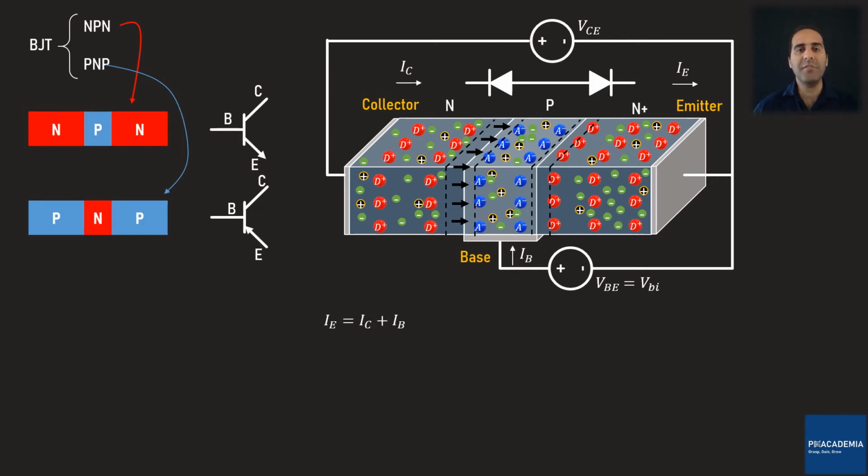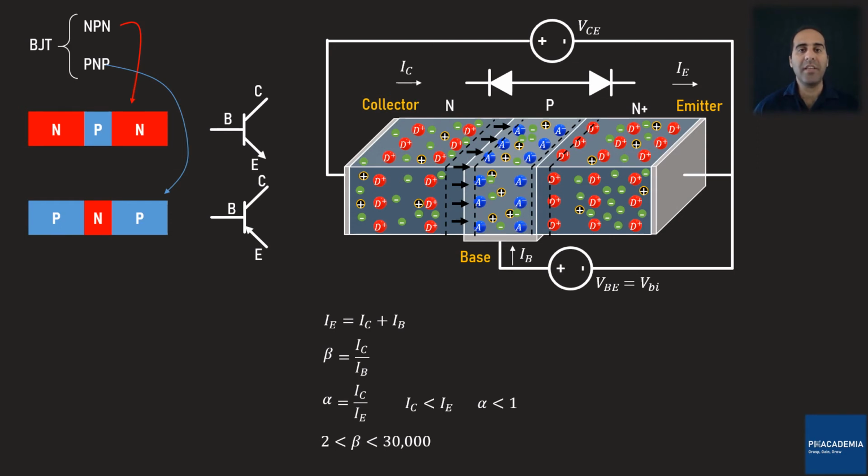In BJTs, we normally define two current gains. One is shown by beta and another by alpha. Beta equals IC divided by IB. Alpha equals IC divided by IE. Since IC is smaller than IE, alpha has a quantity smaller than 1. Depending on the doping concentrations of the base, emitter, and collector, the BJT current gain beta ranges from 2 to 30,000.